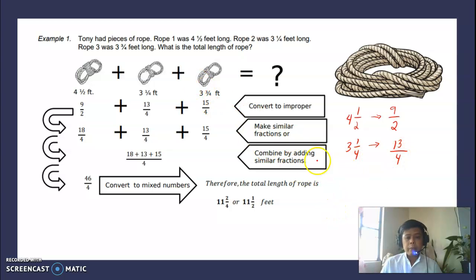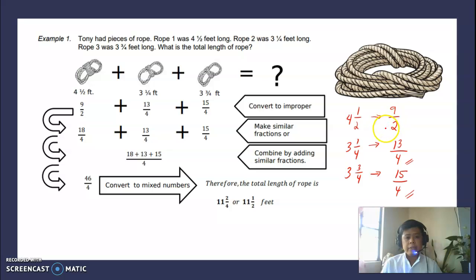And then yung pangatlo naman, you have 3 3/4. So, i-convert natin. You have 3 times 4, so 12 plus 3 magiging 15. And then, denominator is also 4. Sa tatlo na to, kung mapapansin nyo, yung rope 2 at saka rope 3, parehas na denominator ay 4. Ang operation natin is addition. Kaya kapag mag-add tayo, dapat magkakamukha sila ng denominator para madali.